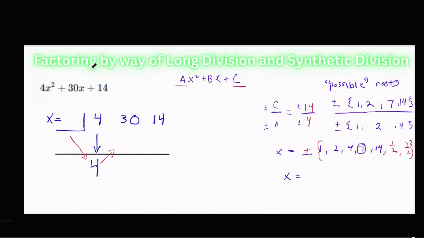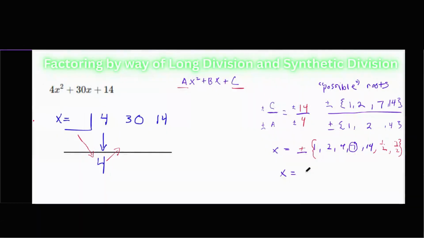So we're going to go with the same logic. We're going to take our C over our A. That's going to be 14 over 4. And we're going to place that here. Then we're going to have negative 7 for one of the roots. And this is a really fast method. So I'm going to put negative 7 right here.